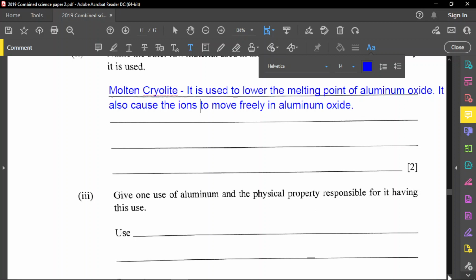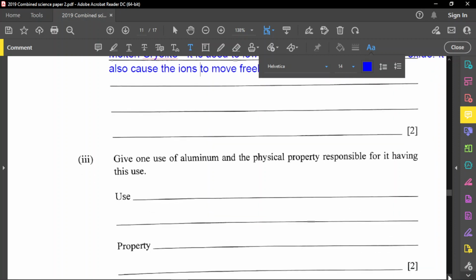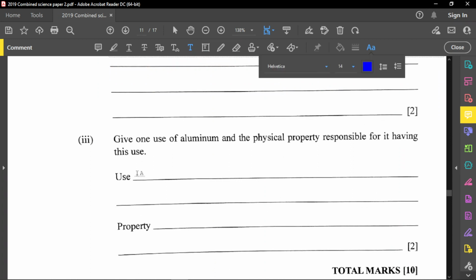All right. The next part here is to give one use of aluminum and the physical properties responsible for it to have this use. There are many different uses of aluminum. I think it's used in so many different things. It's unbelievable. But all of us use foils, so it's used in foils. It also can be found in making windows and doors in your homes. So let's say windows and doors.